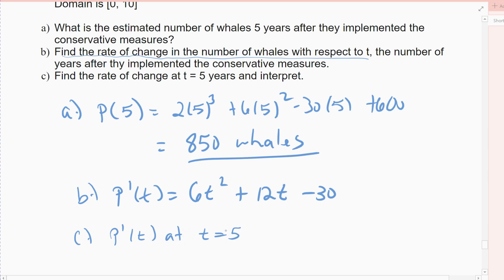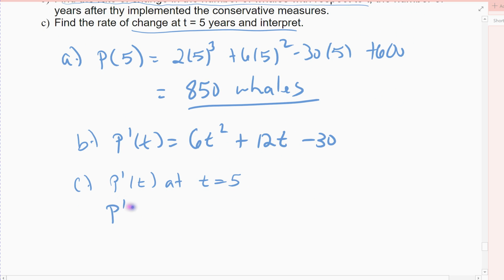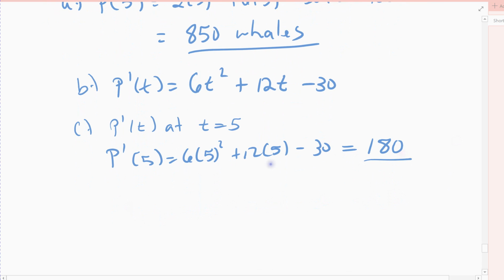So 5 years after they've implemented these life-saving measures, is the whale population growing? And by how much? That's what they want to know. All right, what is it in 5 years? Okay, so if our derivative, plug 5 into it. And then explain what it means. What significant fact does it tell you? Alright, so the number that comes out is 180 when I plug it in.